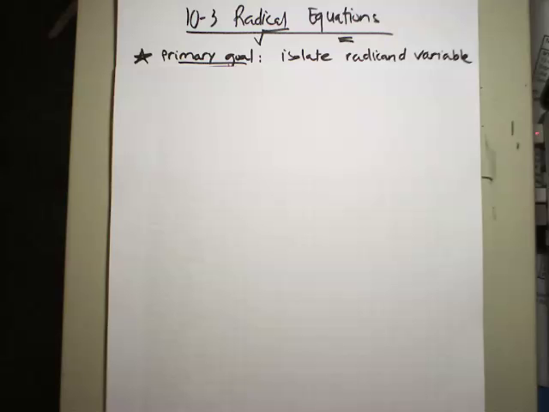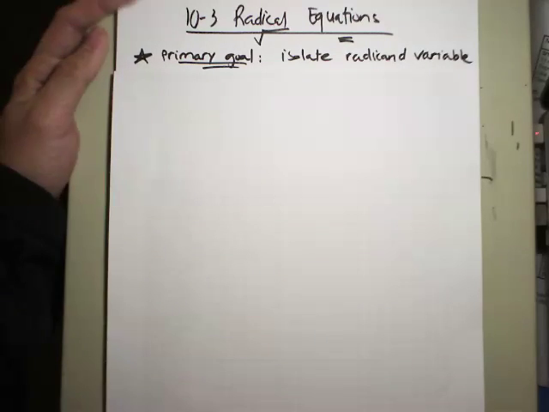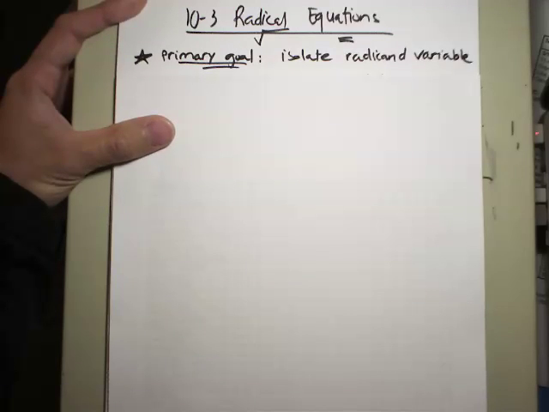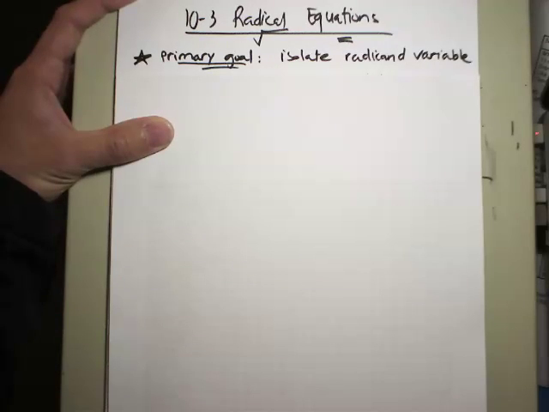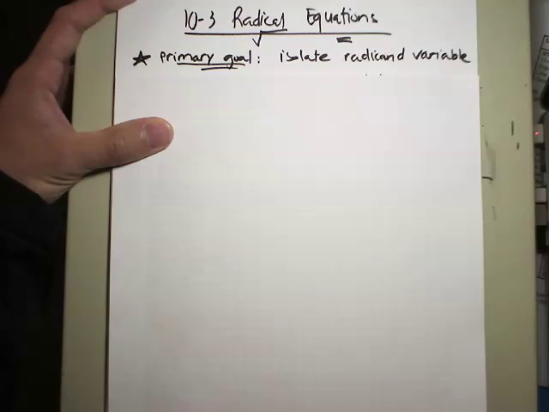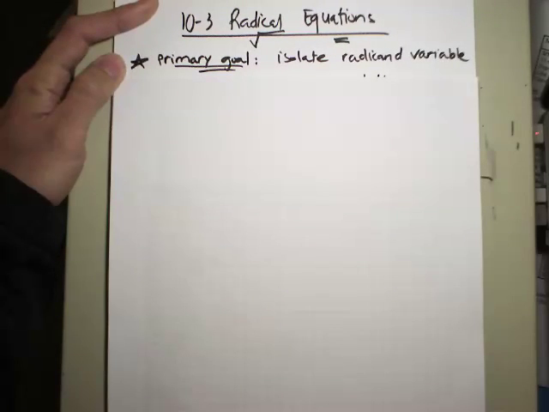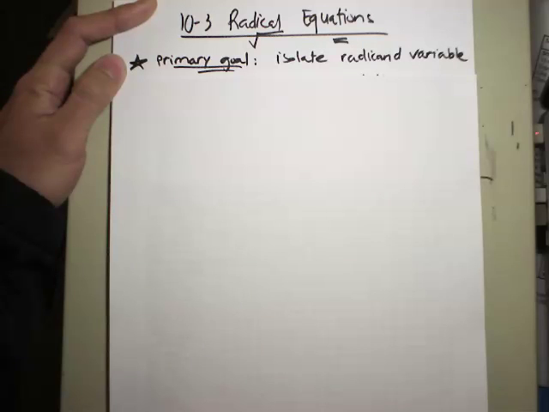We want to be able to isolate the radical variable. What does that mean though? It means that when you're done solving, typically you want to have just the radical containing some kind of variable inside it on one side by itself. You don't want anything in the front of it. You don't want anything in the back. I'll show you an example in a minute to tell you what it really means by isolating the radical variable.